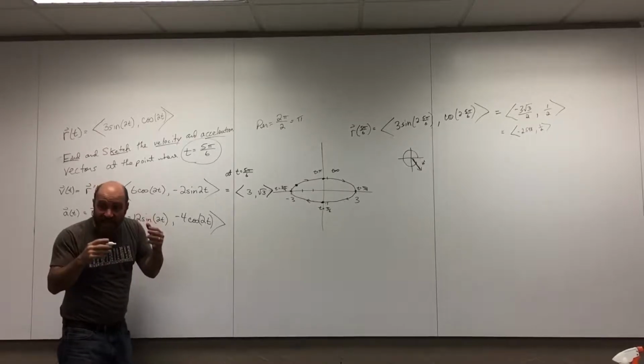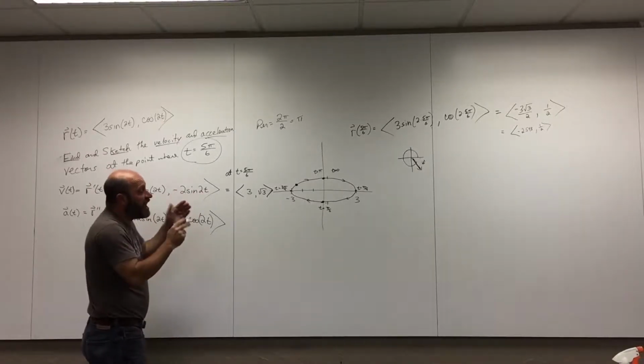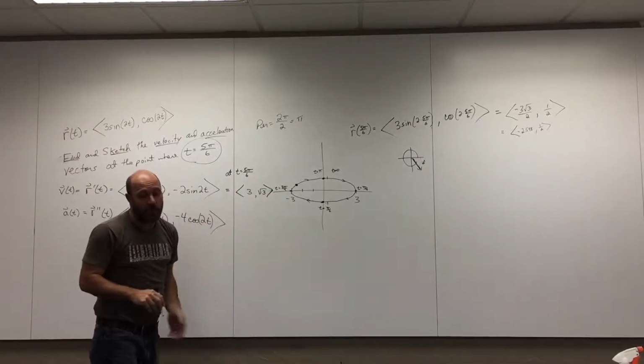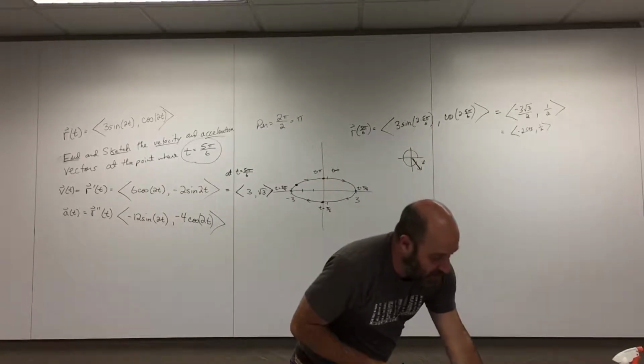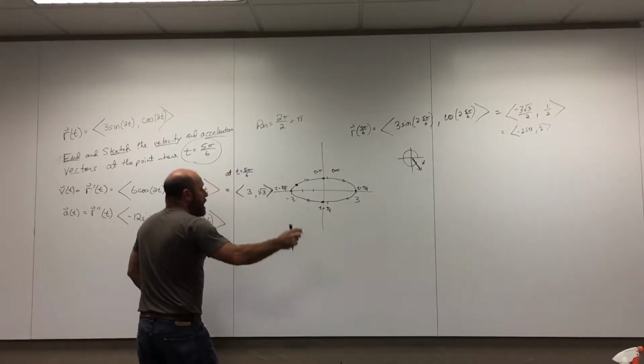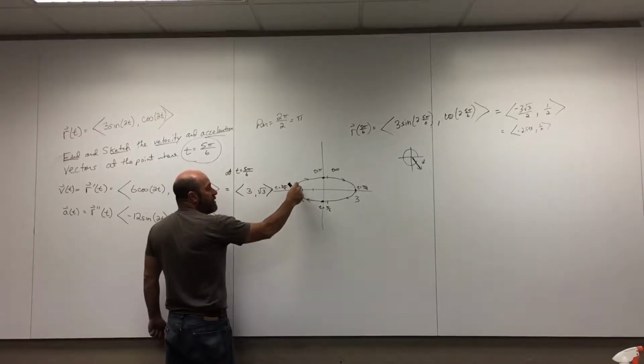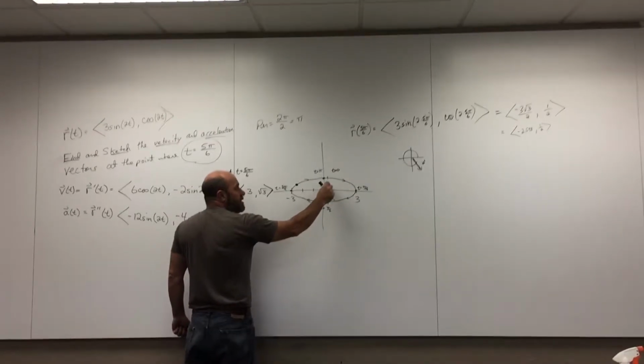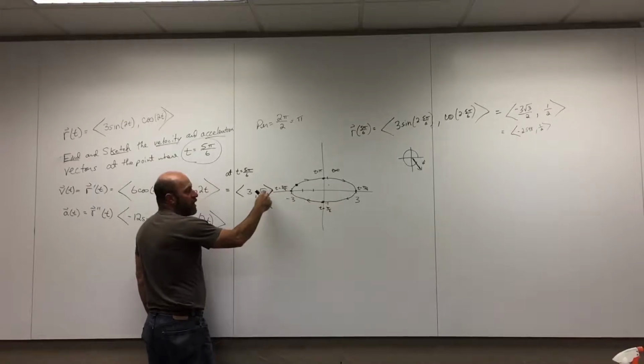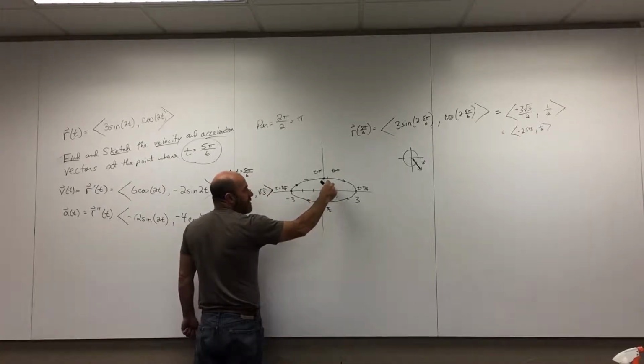And if you want to sketch it, you go to the curve and you sketch it at that point. You don't draw it from the origin. I like to put velocity in blue. And here I go. I go over 3 from this point. I go over 3 and I go up the square root of 3, which is about 1.7.